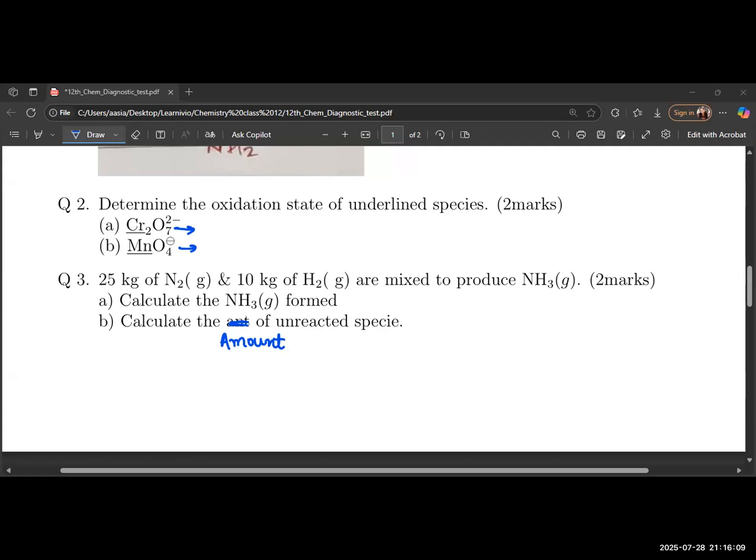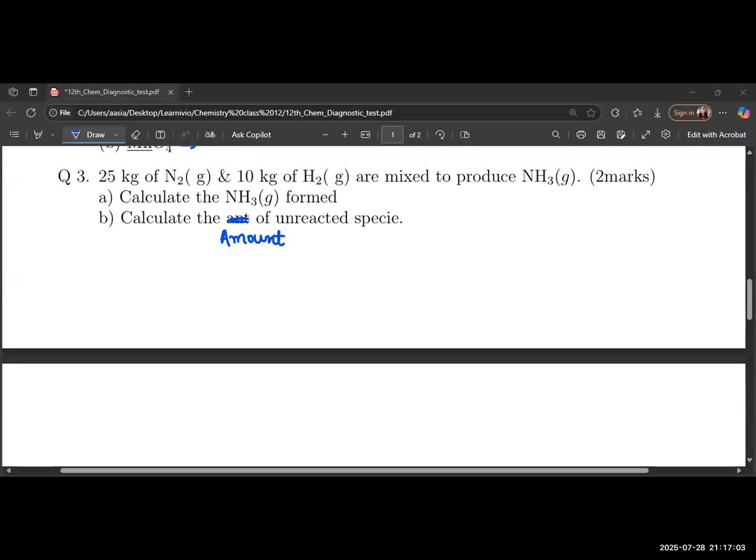Yeah, you couldn't recall. No. Okay, no problem. So you can skip the question. You can try the third one, fourth one, and fifth one. Third one is again from the class 11th topic.